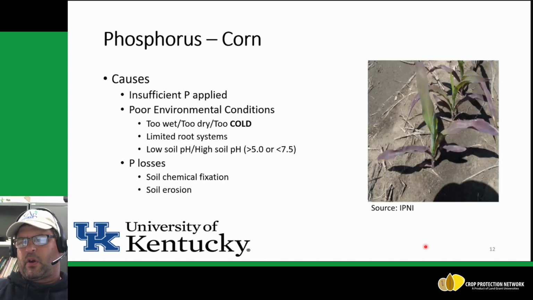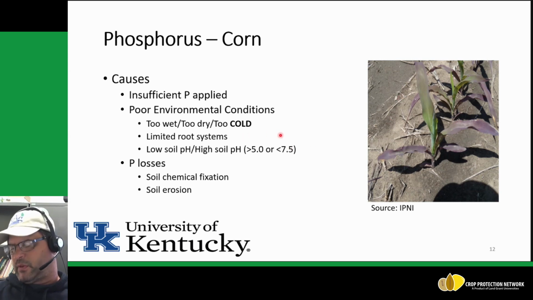The same causes that we've been running into with nitrogen: not applying enough, insufficient P applied, poor environmental conditions, too wet, too dry. Well, coldness influences phosphorus quite a bit. A lot of times the early planted corn is not going to be able to utilize that nitrogen or phosphorus as well. It won't take it up as well, and we'll see this characteristic purpling of the corn leaves.